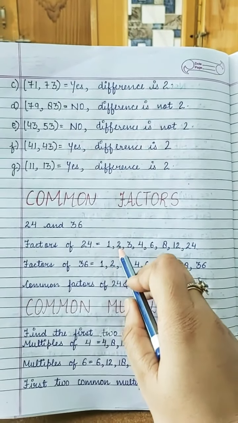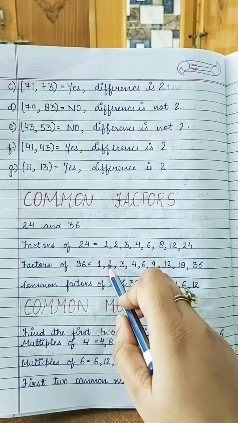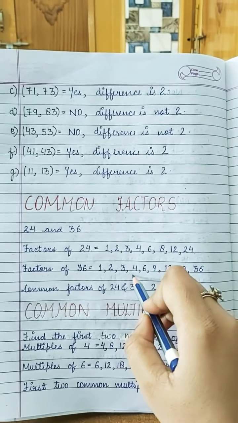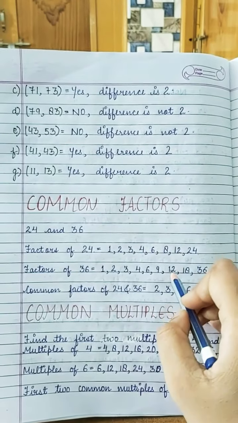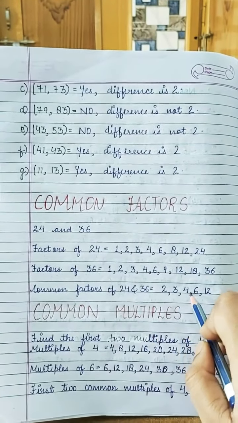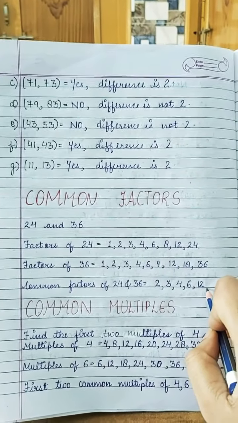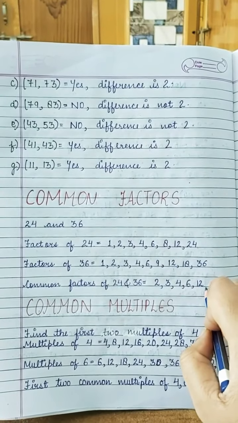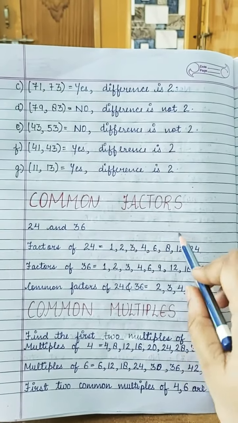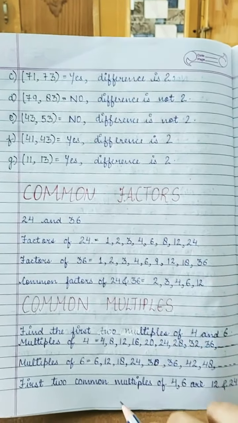2 is a factor of 24 and 2 is a factor of 36. Then 3, then 4, then 6, and then 12. So what are the common factors of 24 and 36? 2, 3, 4, 6, and 12. So for finding the common factors of two numbers, first of all write the factors of the numbers and then observe. Now common multiples.